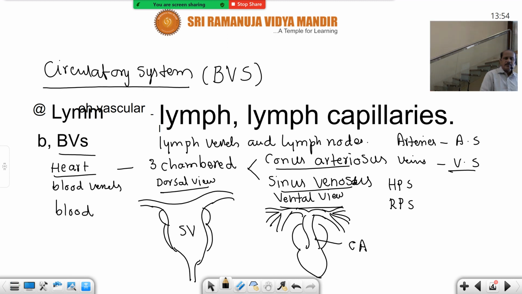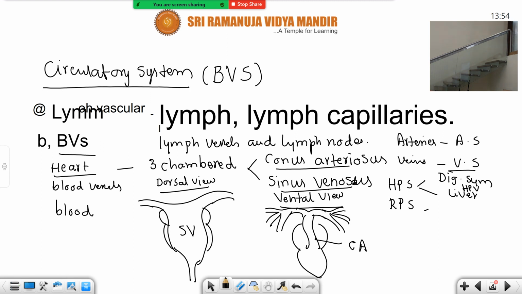Portal system, what is the definition? Starting of capillaries with one system and ending of capillaries with another system. That is called portal system. Here in the hepatic portal system, the capillaries start at the digestive system and capillaries end in the liver. Via what blood vessel? Hepatic portal vein. Digestive system, arrow, capillaries, arrow, hepatic portal vein, arrow, capillaries, arrow, and liver. That is the path of the hepatic portal system.